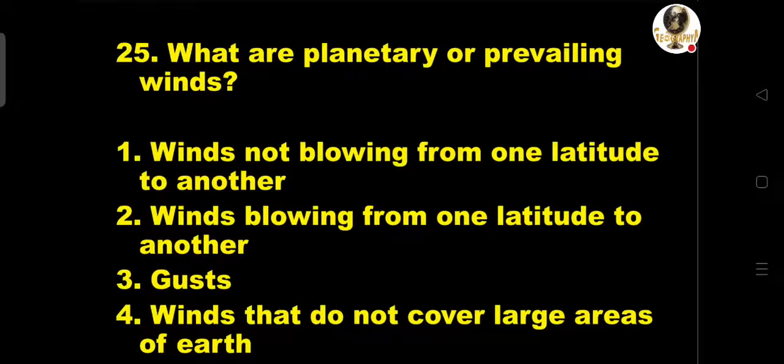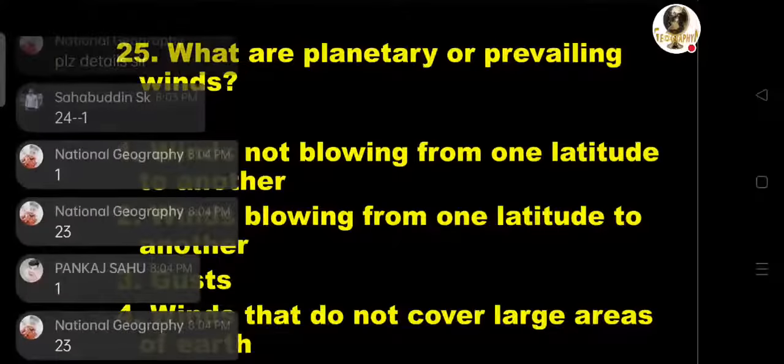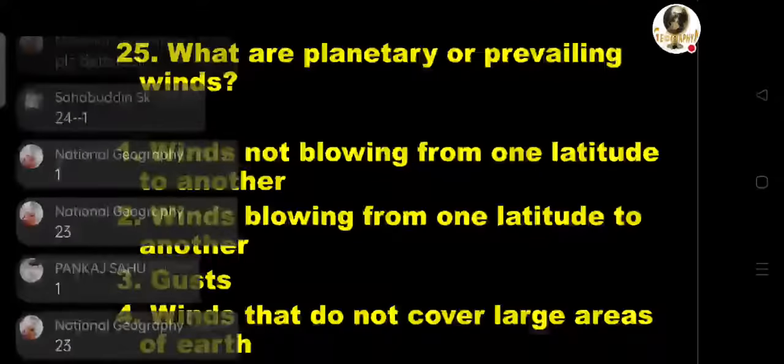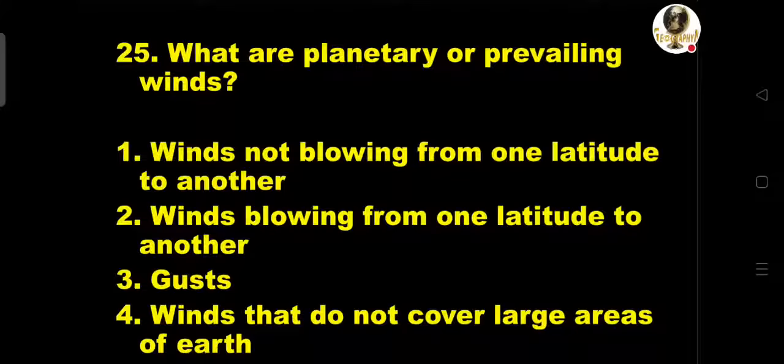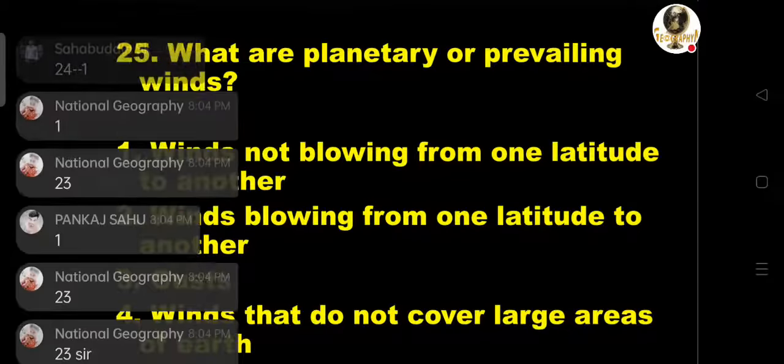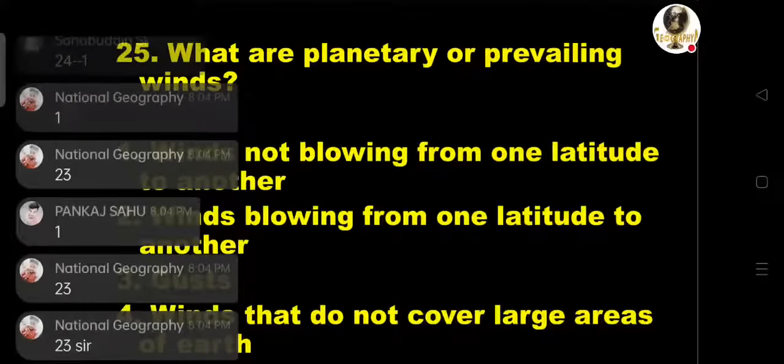And next, another question, number 25. Question number 23: basically a squall is a sudden sharp increase in wind speed lasting for a few minutes, and a squall occurs during rain showers and thunderstorms or heavy snowfall. Okay. And now question number 25: what are the planetary or prevailing winds?